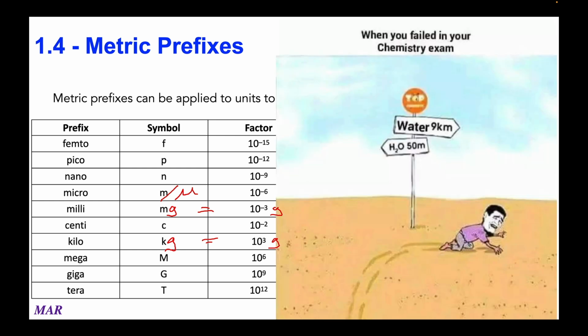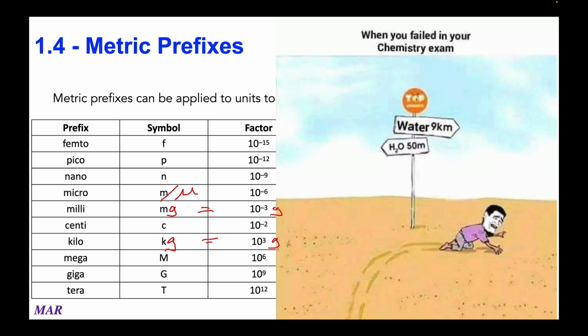It's important to know the metric prefixes. Here's this poor person wishing for water, and this person sees a sign: water 9 kilometers or 50 meters. And they're like, oh, well, 9 is less than 50. I'll go for that. But, oh, man, a kilo is 1,000.